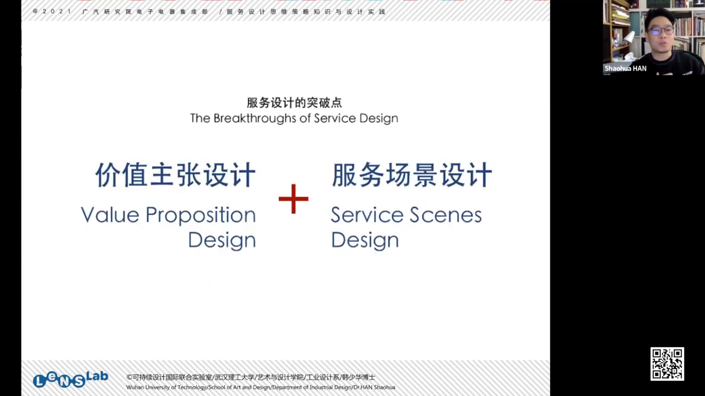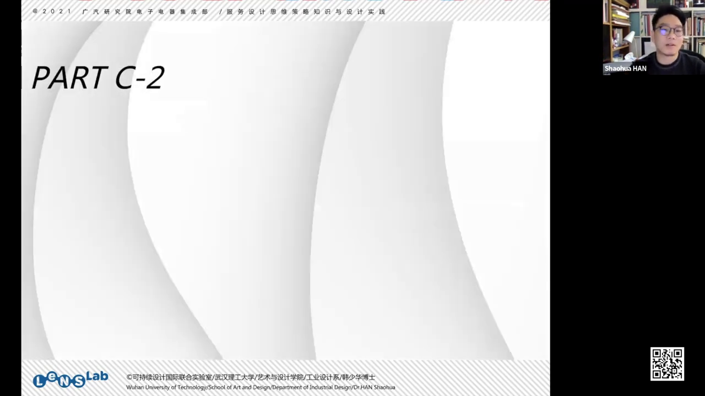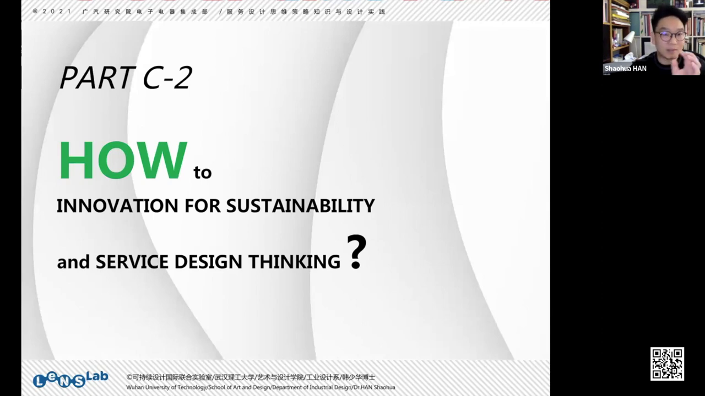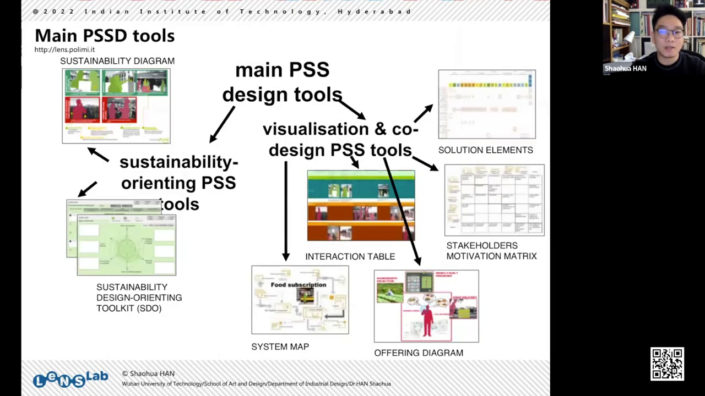So how can we do service design? Where can we make the breakthroughs, right? There are two ways which are very good, which are used by my students in my classes. Firstly, we need to make the value proposition design. And then we need to make the service senses design. So we go to the second part, the main PSSD tools.